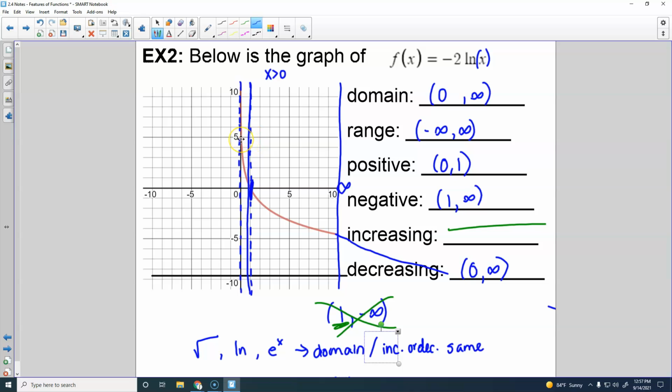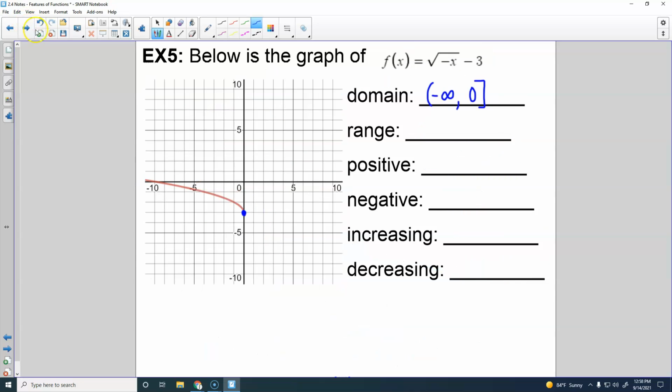With this natural log, we did not use a bracket because we got a vertical asymptote there. It never actually gets to 0. It gets closer and closer and closer to 0, but it never gets there. So if you have a vertical asymptote, that's a place you're going to use a parentheses. But with square root functions, you have a point right there, so you are going to include that point. It's not a vertical asymptote, so you include it by using a bracket.